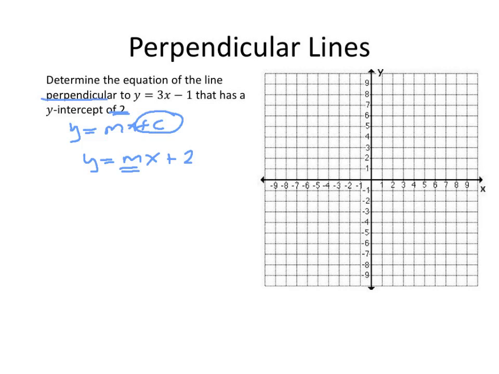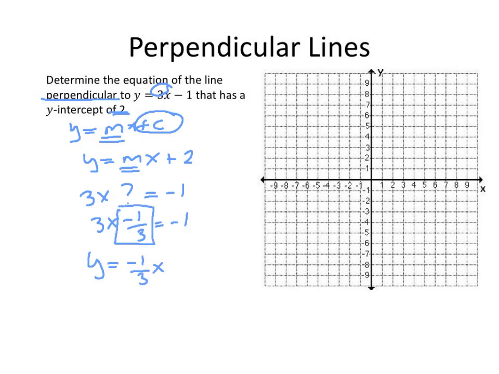If the line is perpendicular to y = 3x - 1, then when I multiply their gradients, 3 times what is going to give me -1? Because with perpendicular lines, when we multiply the gradients, we get -1. So 3 times what is going to give me -1? We saw that 3 times -1/3 is equal to -1. So the gradient in our new line is going to be -1/3. So there we go: y = -1/3x, and our y-intercept was 2.